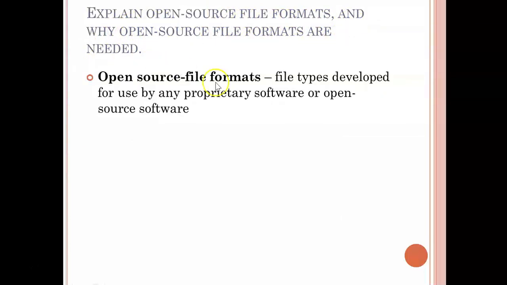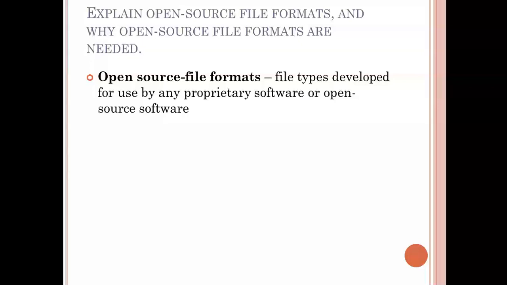Explain open source file formats and why open source file formats are needed. So these are the opposite of proprietary file formats. These have been developed for use by any proprietary software or open source software. So you can have Microsoft Word, you can have an open source software maybe like OpenOffice that is free to download and free to use. So these open source file formats can be used by both of these types of programs.